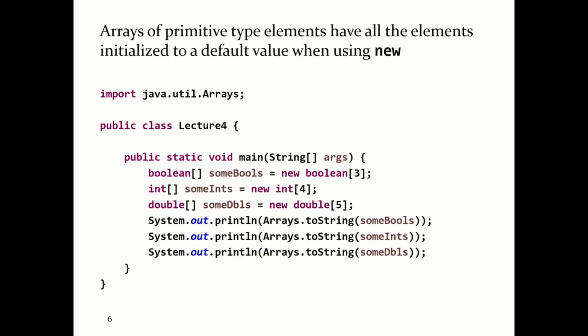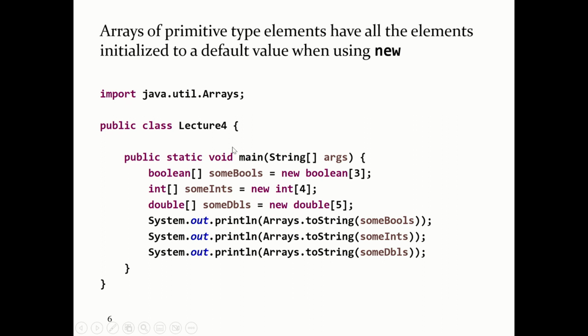If you make an array of primitive type, so int, double, float, long, boolean, then the array will have all of its elements set to a default value. Which doesn't happen in C. If you malloc something in C, whatever you get back is just random garbage. Your array elements could be anything. In Java, they're set to well-defined values.